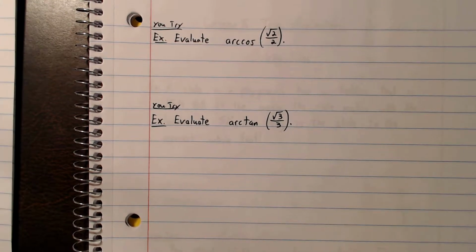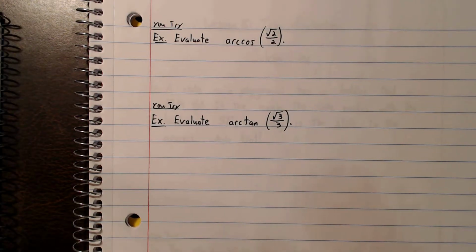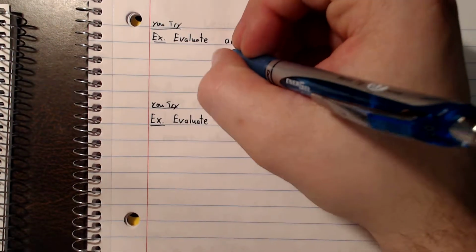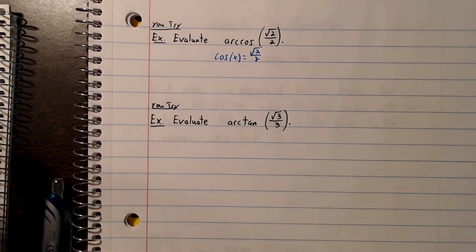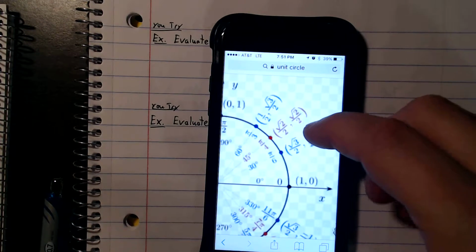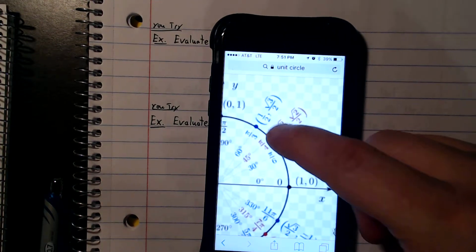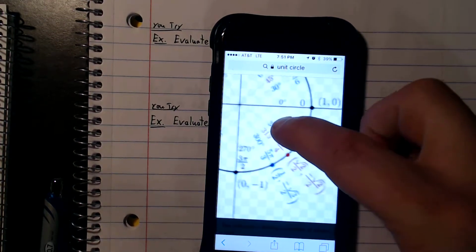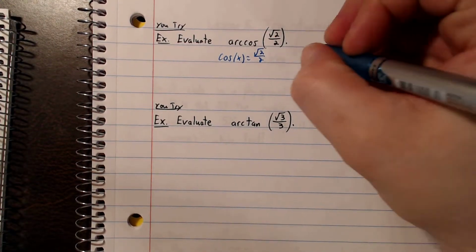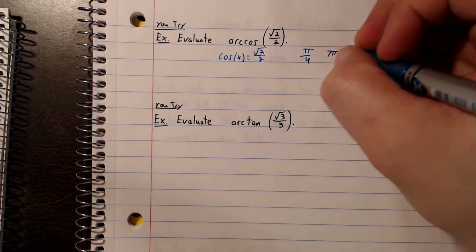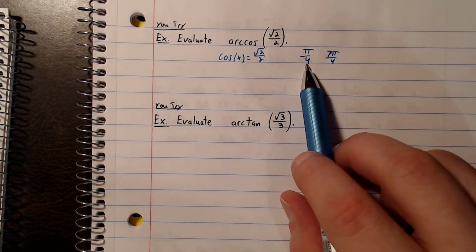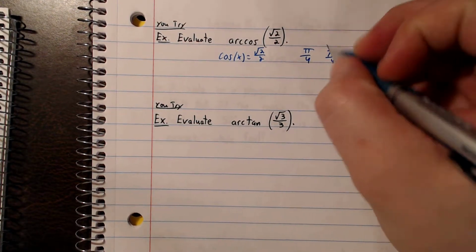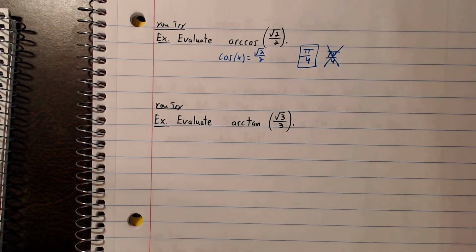Okay, let's see how you did with this. Arc cosine shouldn't have been a problem. You're looking for when cosine equals root 2 over 2. That's positive. It's also your x-coordinate. So we get that happening here, positive root 2 over 2 at pi over 4, and again at 7 pi over 4. Pi over 4, 7 pi over 4. But then you should have checked your range. This fits inside of the range. This does not. So your answer is pi over 4.